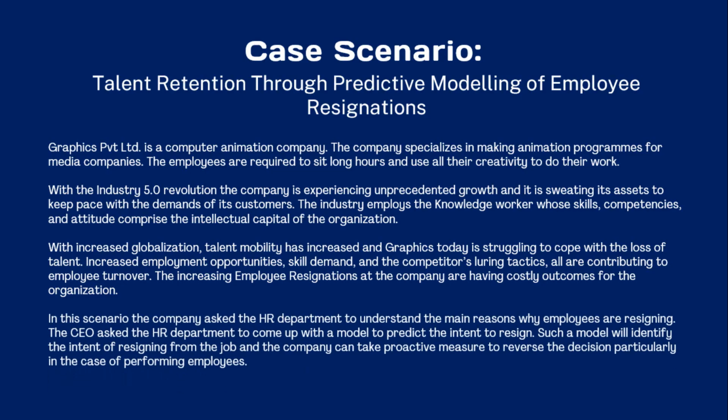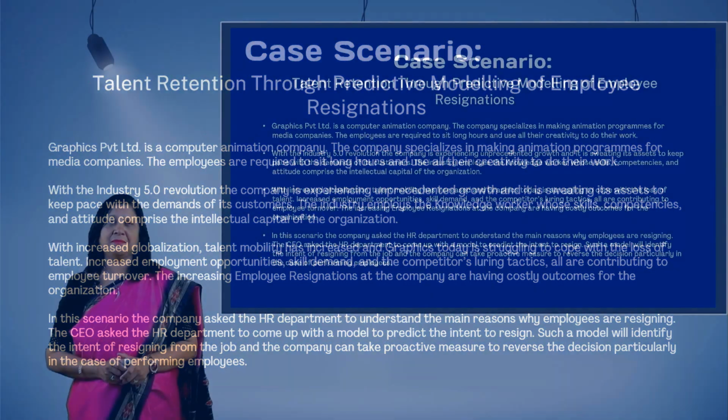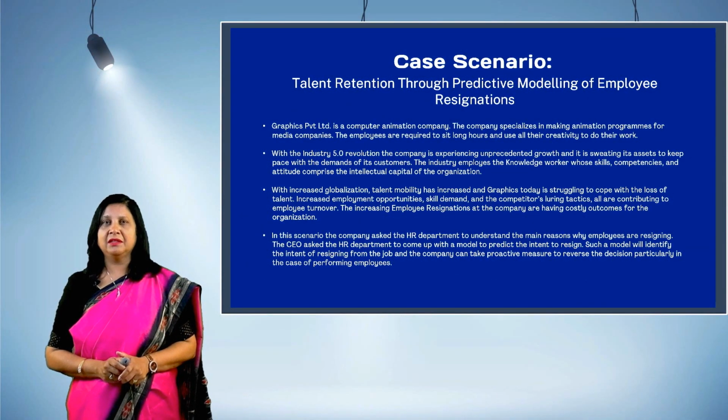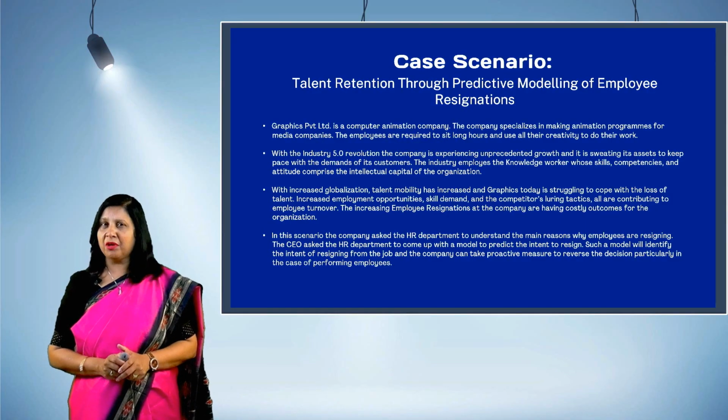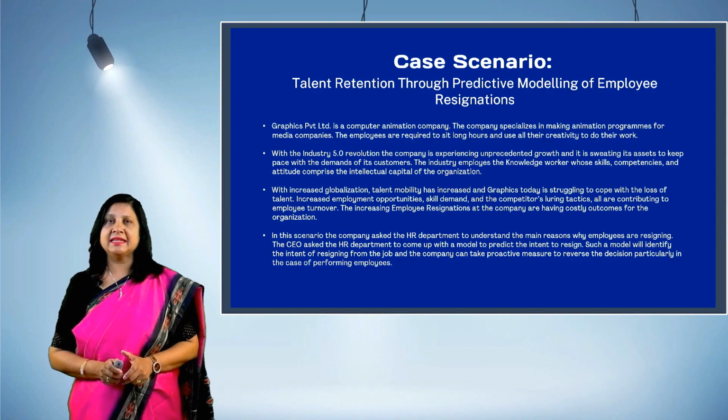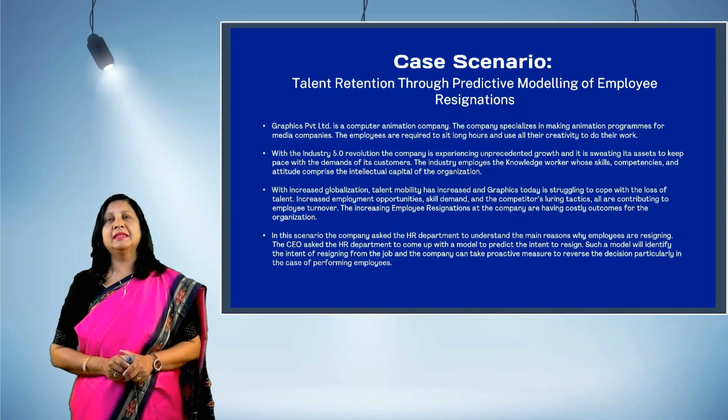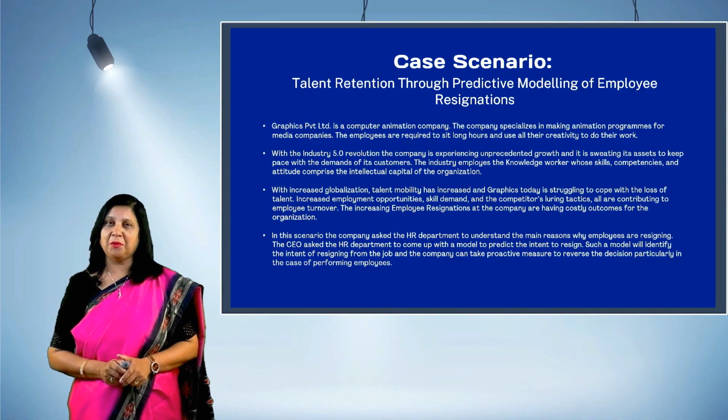In this scenario, the company asked the HR department to understand the main reasons why employees are resigning. The CEO asked the HR department to come up with a model to predict the intent to resign. Such a model will identify the intent of resigning from the job, and the company can take proactive measures to reverse the decision, particularly in the case of performing employees.